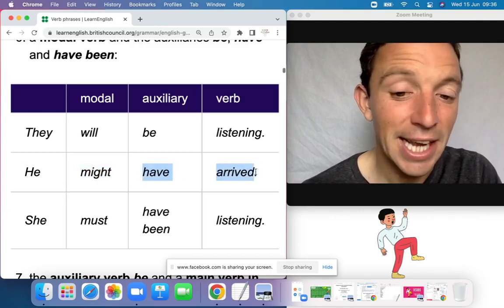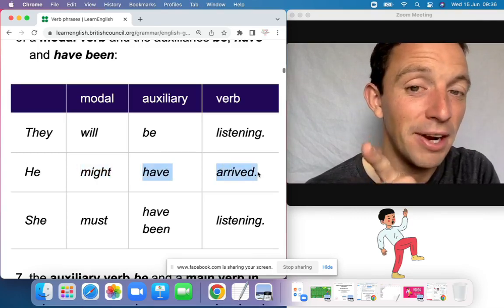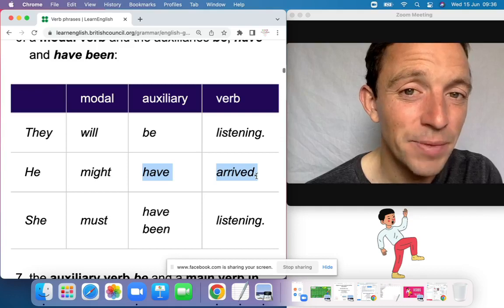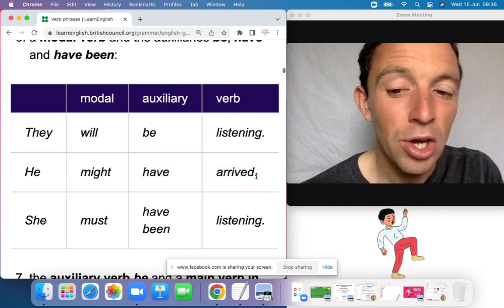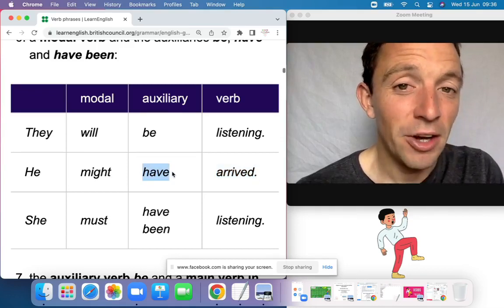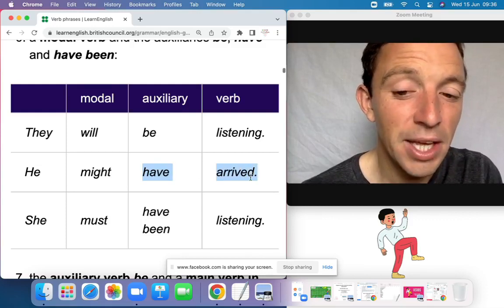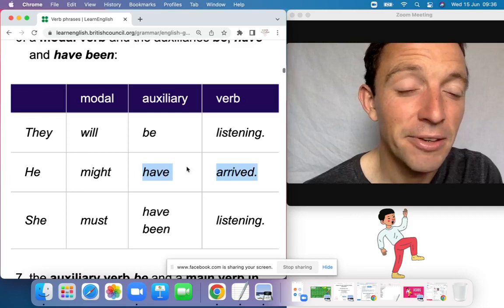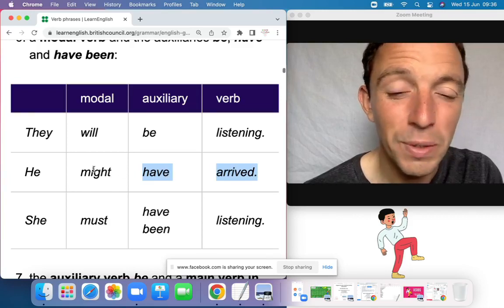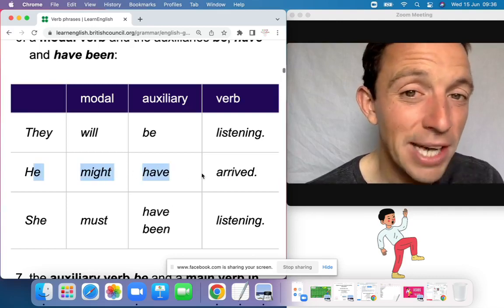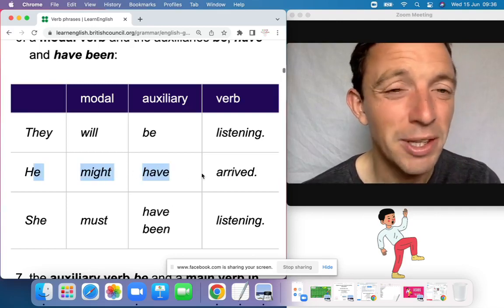Have is connected with the next verb, therefore have is an auxiliary verb, and arrived is the past participle of the main verb. When you have the auxiliary have plus the past participle, this is considered the perfect. Have is in the present, therefore this is considered the present perfect with the modal. So I think this is maybe just the present perfect with the modal.